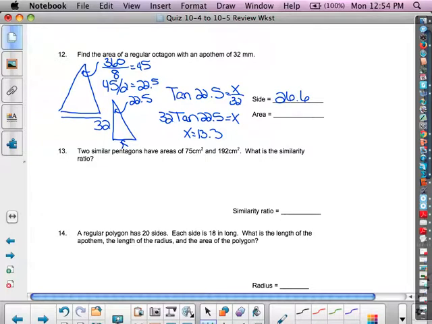So then to find the area, I will use area is equal to 1/2 the apothem, which we know is 32, times the perimeter. So that's the length of a side, 26.6, times the number of sides, which is 8. When you calculate that, you're going to get 1,702.4 millimeters squared.